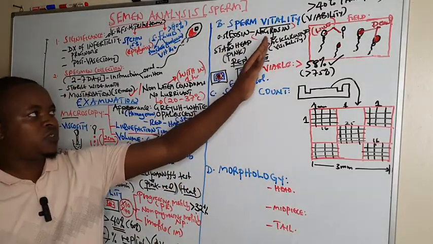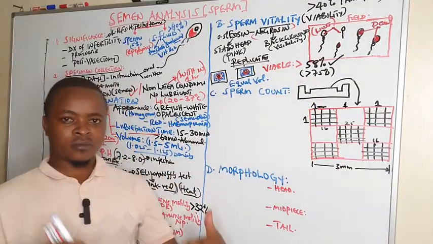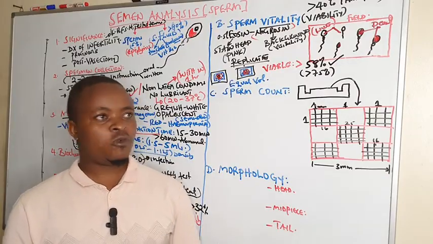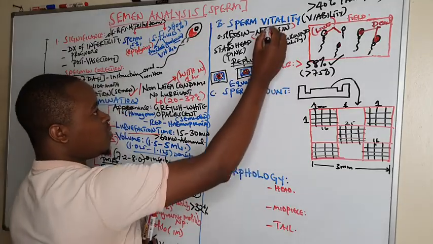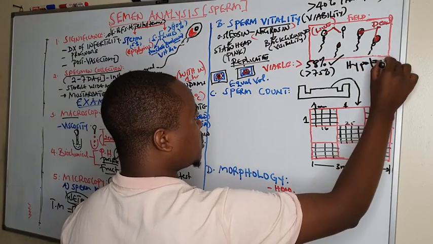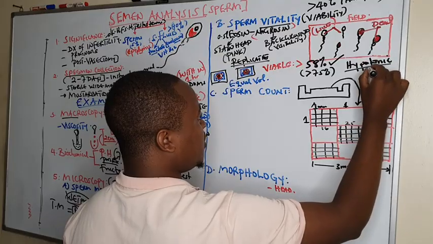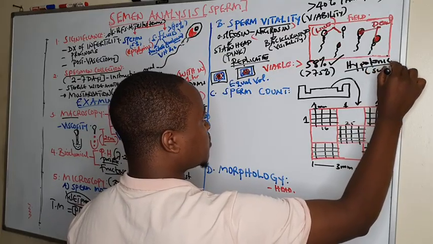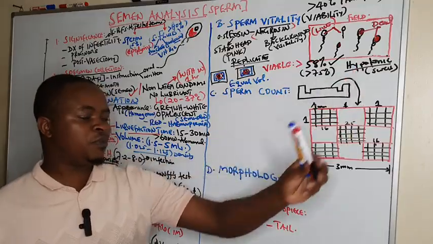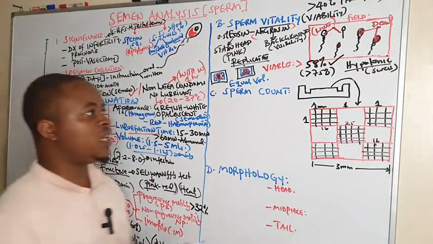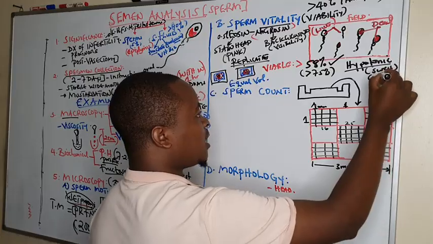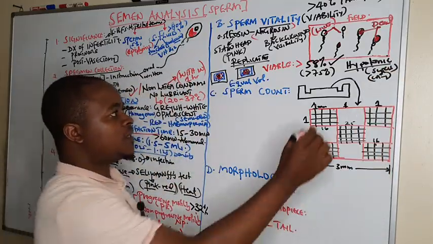In case you don't have eosin, we can use what we call the hypoosmotic swelling test, whereby we put these sperms in what we call hypotonic solution. When you put sperms in hypotonic solution, only live ones will be able to swell, and dead ones will not be able to swell. The swelling of the tail is seen by either coiling or swelling. So this is the second method.